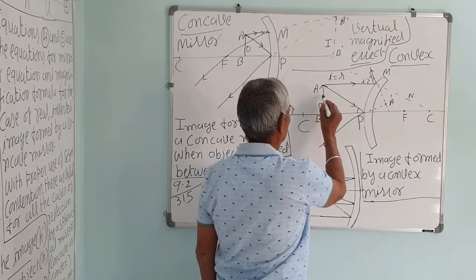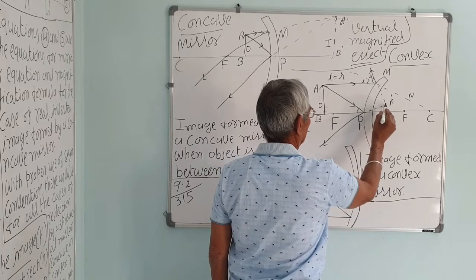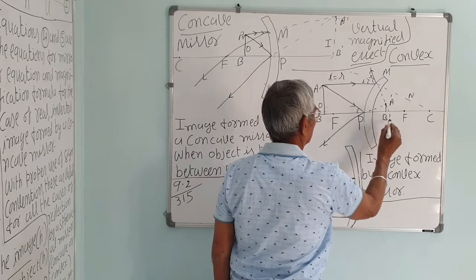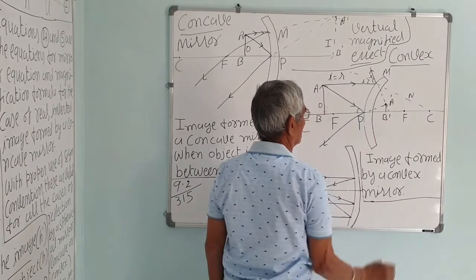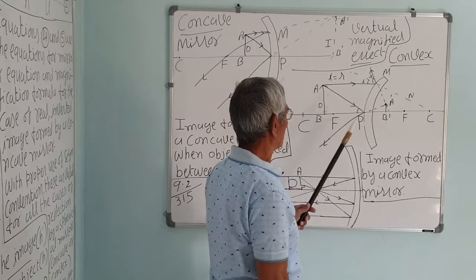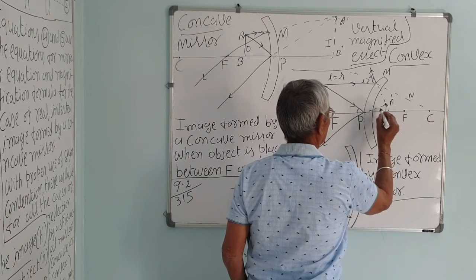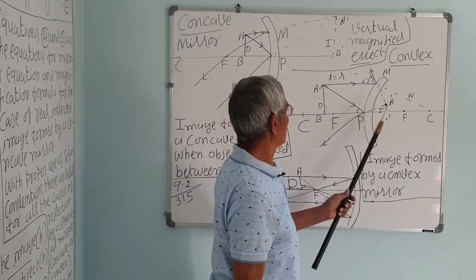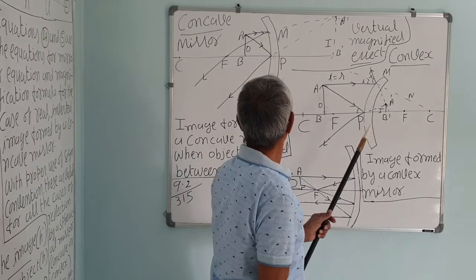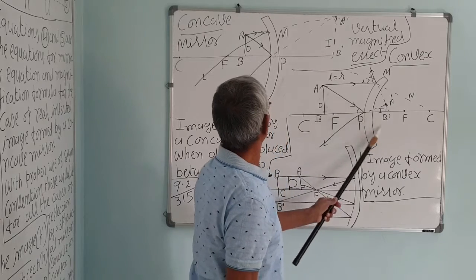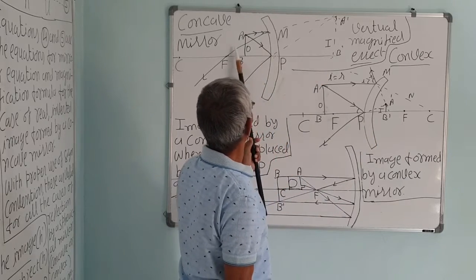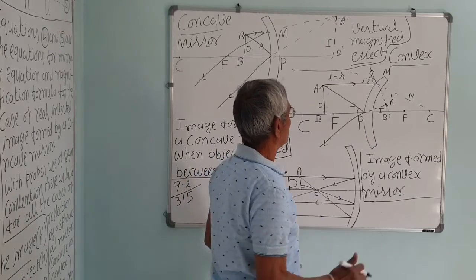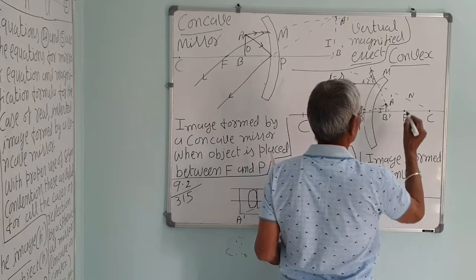Similarly, you can take two rays from this part, you will get the image here again. So this is the image A dash, B dash. It is smaller in size, this object size is more and image size is very less. You can see this image. So magnification is also less. It is virtual, erect and behind the mirror. Here also behind the mirror. In this case, this is also behind the mirror. This is virtual, same as in the case of the concave mirror.